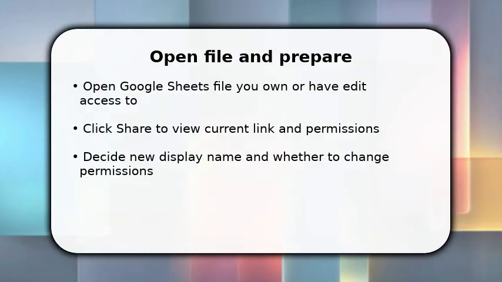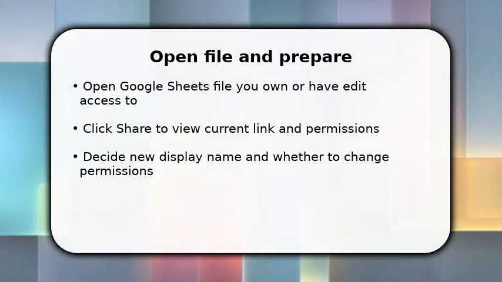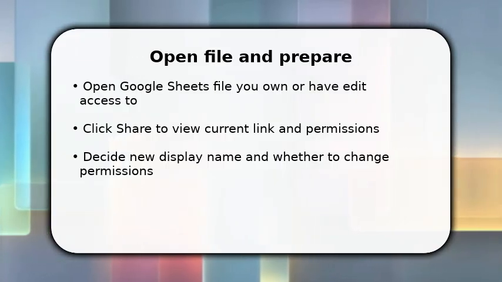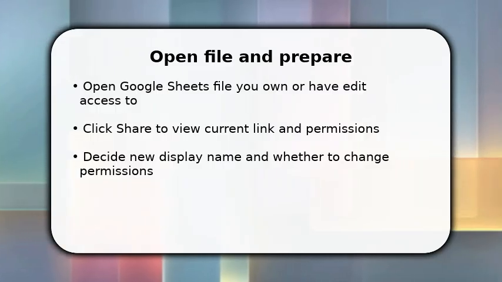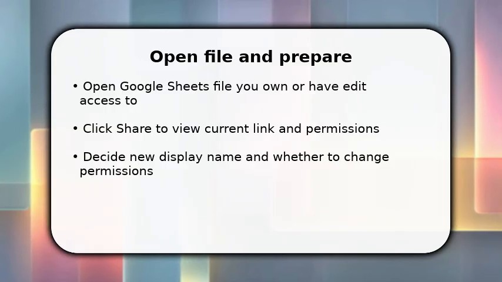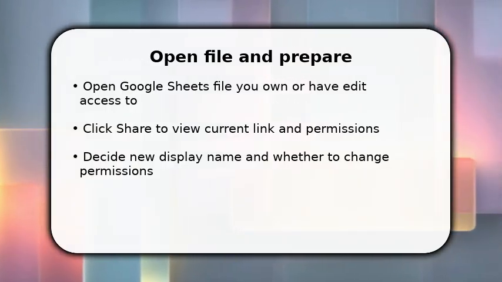You have the sheet open and edit access. First, confirm ownership or editor rights because you cannot rename another owner's link. Once confirmed, click the blue Share button to reveal the current shared link and permission level. Make sure the sheet's visibility is set to the level you want, restricted, anyone with link, or specific people, because the display name you'll set is tied to that shared link.